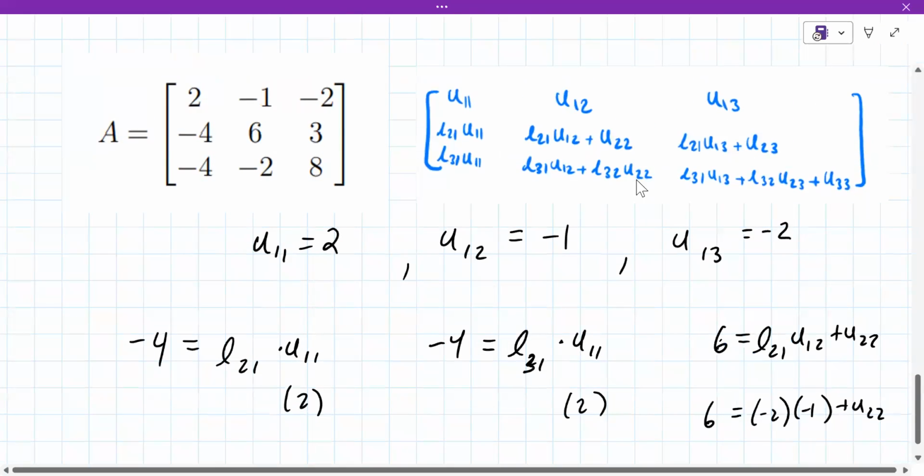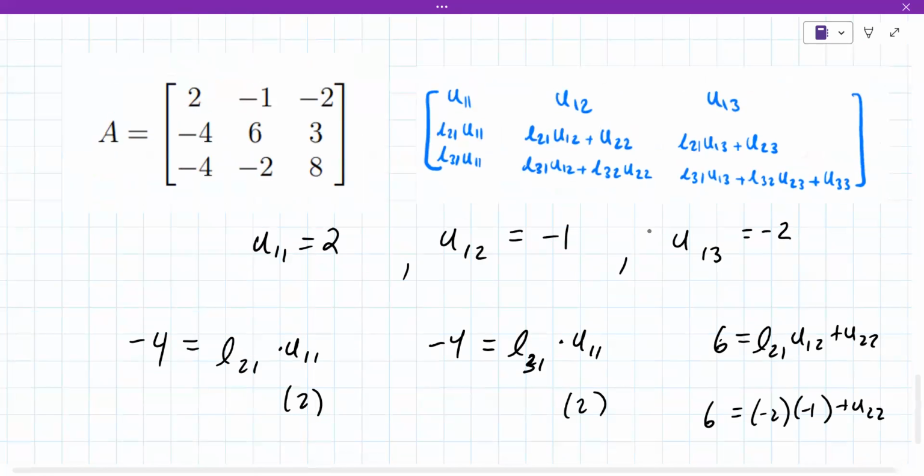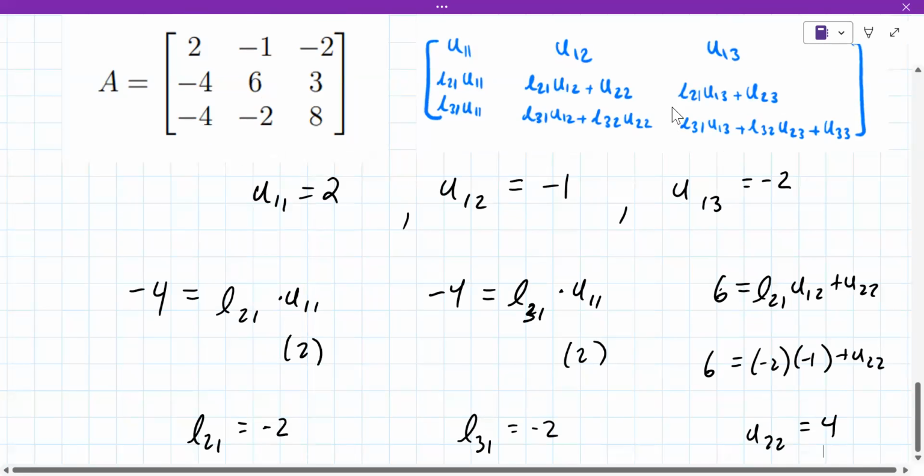And then you start looking around, what do I have next? Do I have L21? Yes. Do I have U13? Yes. So we can use this equation. So the order is, if you're kind of snaking through this, it's like that. That's how you do it. So we're using this equation here. Again, I'll do that at the end.